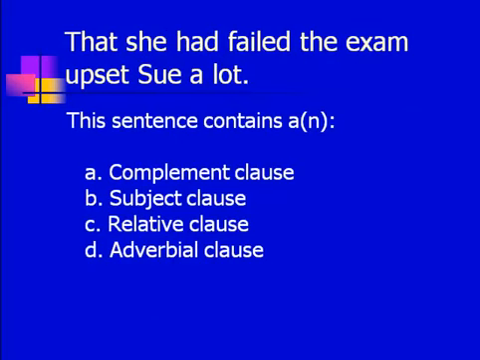That she had failed the exam upset Sue a lot. Okay, now again we've got two finite verbs here, had and upset, but when you look, the sentence starts with that, and then you should be alert. Is there a clause following that? Well, there is. She had failed the exam. So now main clauses can't start with a complementizer, so that indicates to you that there must be a subject clause. So do the test. What upset Sue a lot? And the answer is that she had failed the exam. So that's a subject clause.